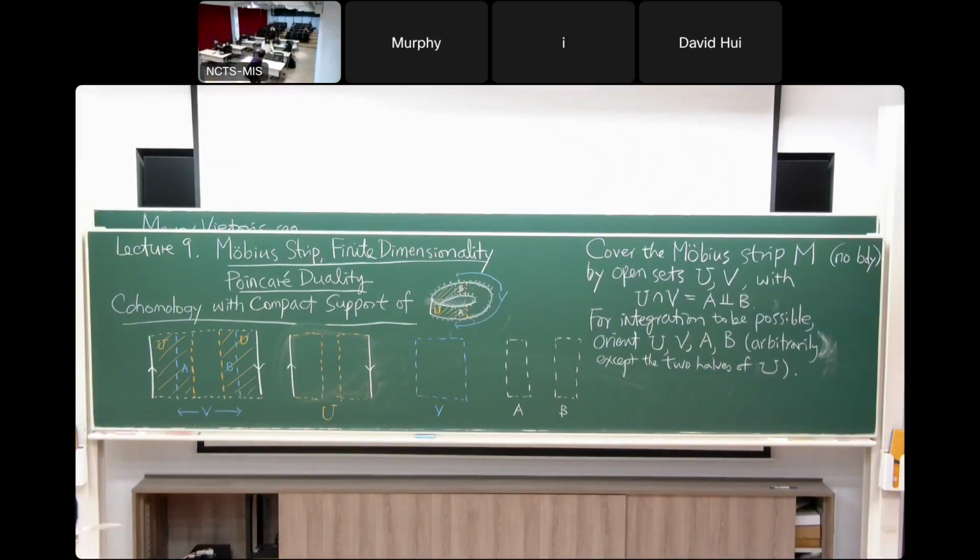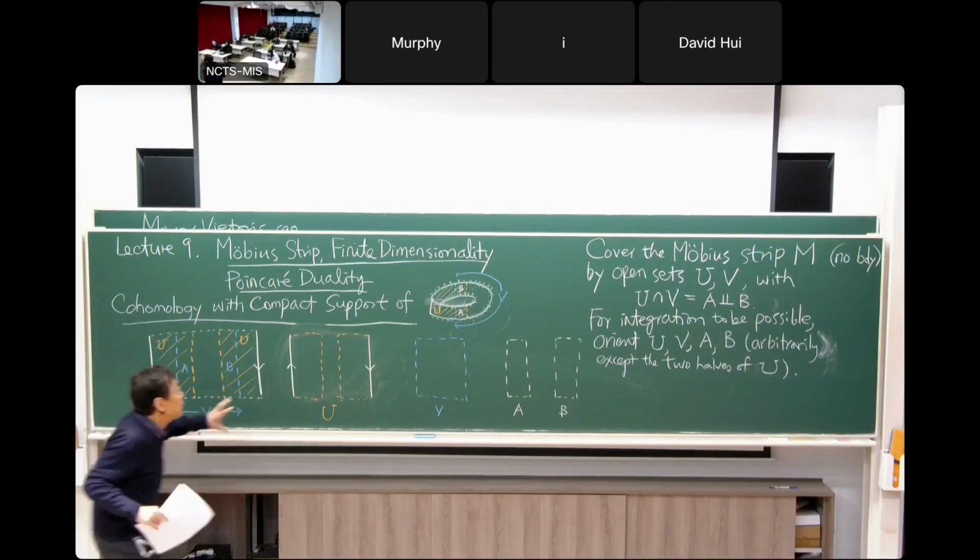I thought of a better way to do the cohomology with compact support of the Mayer-Vietoris sequence of the open Möbius strip. So I want to redo that, but in order to save time, I've just put down on the board what we already did last time.